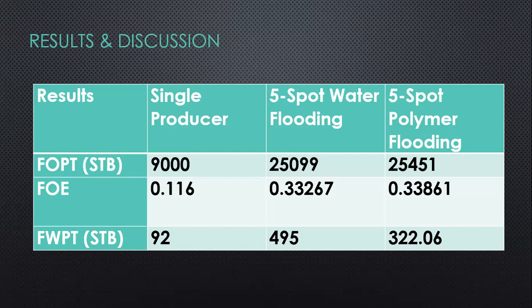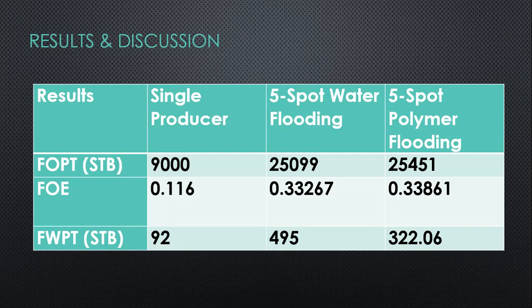Comparison between the single producer and the 5-spot pattern water flooding. We can see that field oil production total, field oil recovery efficiency, and field water production total have increased drastically. This indicates that the 5-spot pattern water flooding has enhanced the overall performance of the reservoir, but at the cost of having an elevated water cut condition. Hence, we can say that the 5-spot pattern is more beneficial.